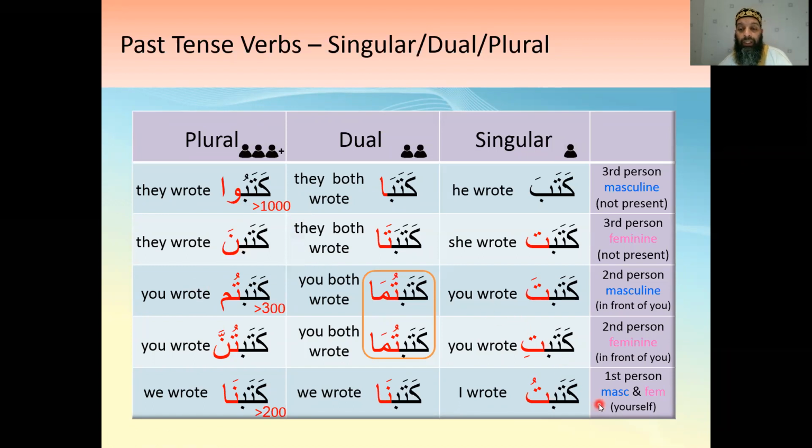Okay. Right. Whenever you see a ta ending and it's got a dhamma on, it's always I did it. The tu ending means I did it. So katabtu, I wrote. Ja'ala means he made. How do I say I made?